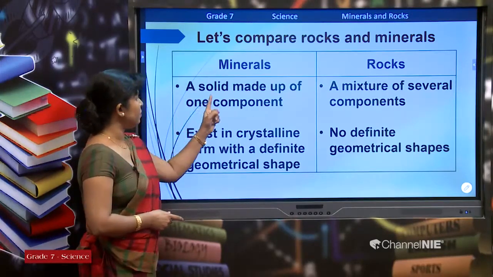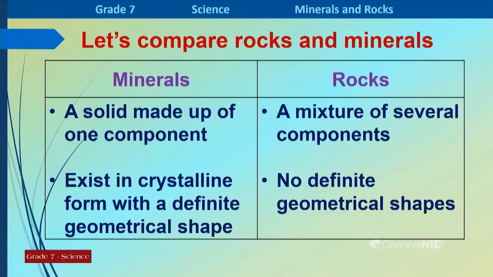Minerals: a solid made up of one component. Similarly, look at the other side: a mixture of several components. Then you can compare minerals and rocks. Minerals, a solid made up of one component. It is different from rocks. Rocks are a mixture of several components. Then look at the second fact.